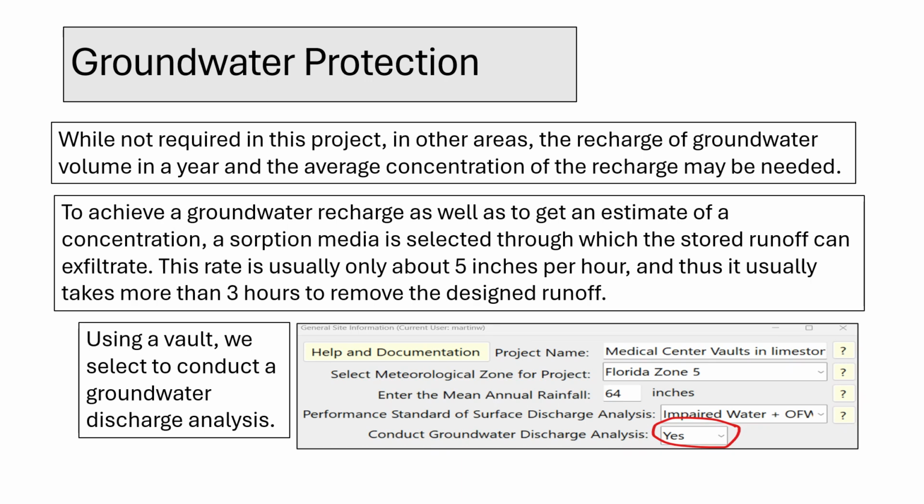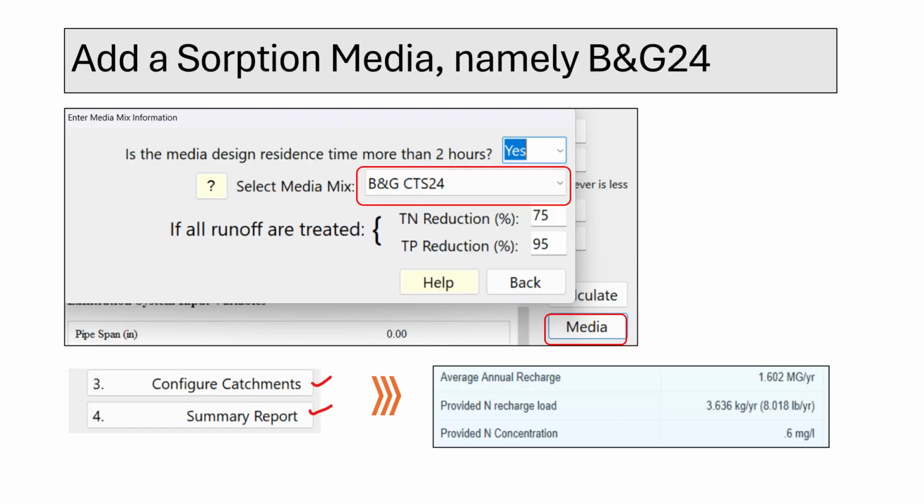When using structures like vaults, it's common to conduct a detailed groundwater discharge analysis. To calculate the recharge volume and average concentration, programs like BMPFast are available, which allow users to perform these analyses. Now we're going to add a specific sorption media, BNG24, to our vault within BMPFast to enhance treatment for exfiltration.